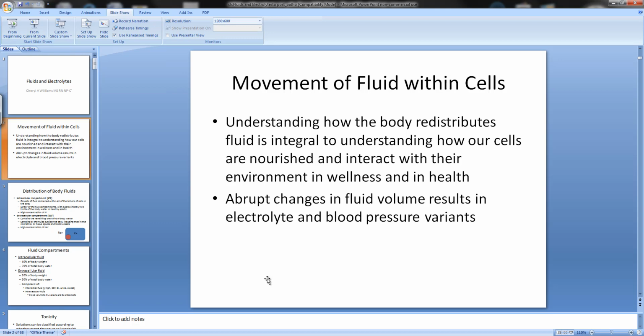And when we talk about pharmacology, we'll talk about how the body automatically responds to the illness, and then how we use inherent systems within the body and alter them somehow pharmacologically. Another key point when we talk about fluid and electrolytes is that abrupt changes in fluid volume result in electrolyte and blood pressure variance. What does that mean? Well, for instance, what is blood pressure? That is fundamentally important to understand.